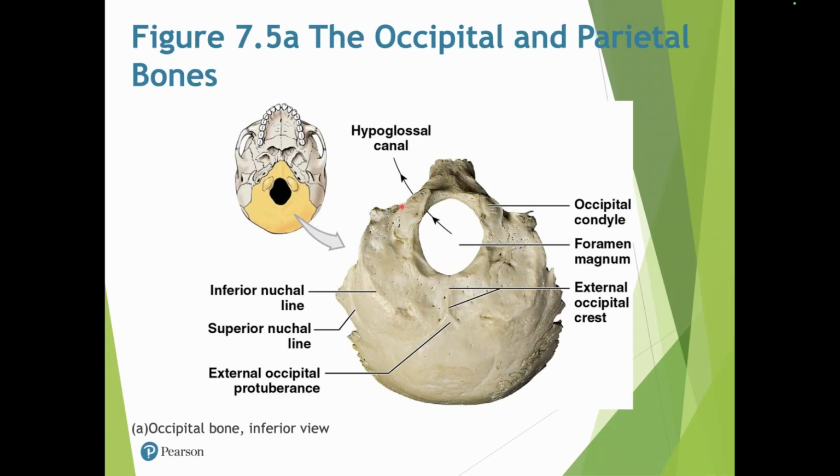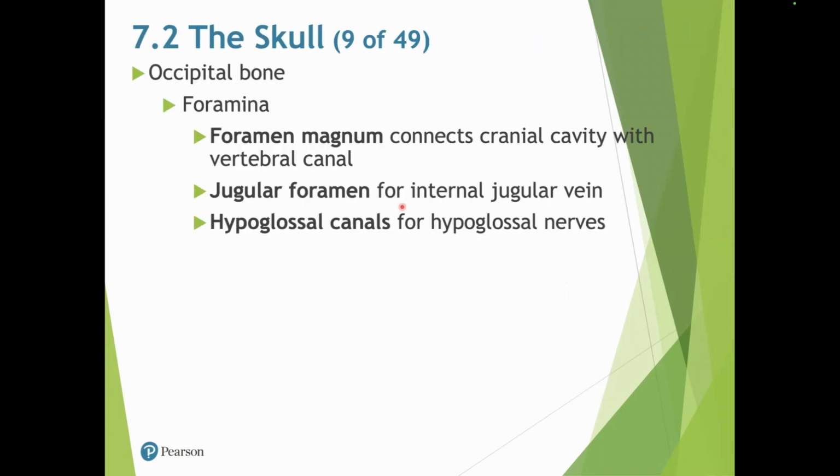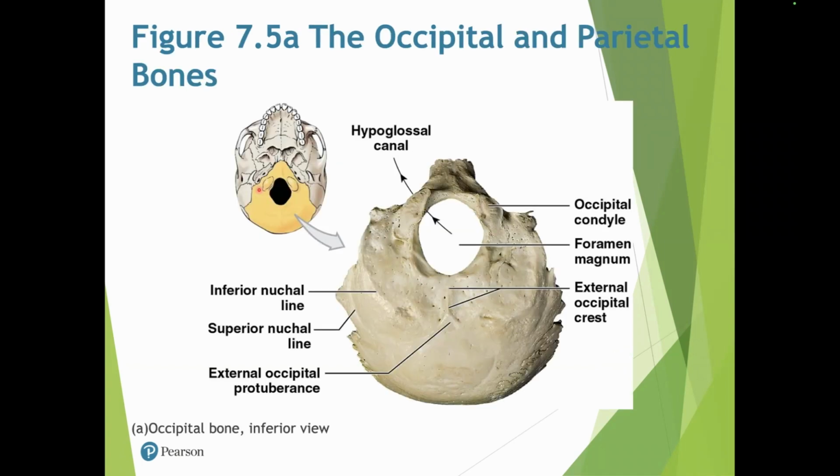Oh, I was hoping for a picture, silly me. Let's go through this and then we'll look at the picture. You have those foramina we talked about, or foramen, on that occipital bone. Your biggest one of all, the foramen magnum. You have your jugular foramen. You also have your hypoglossal canals.